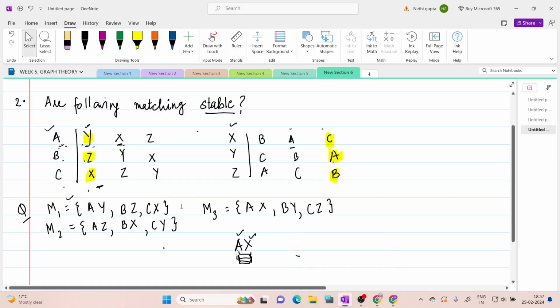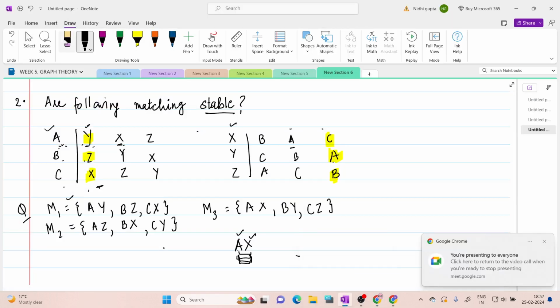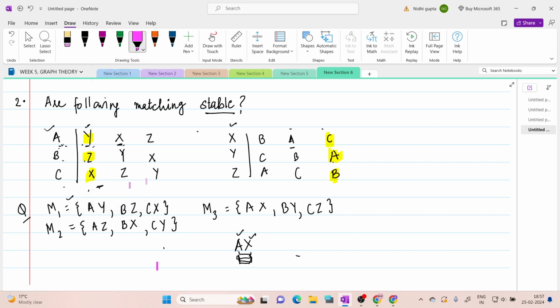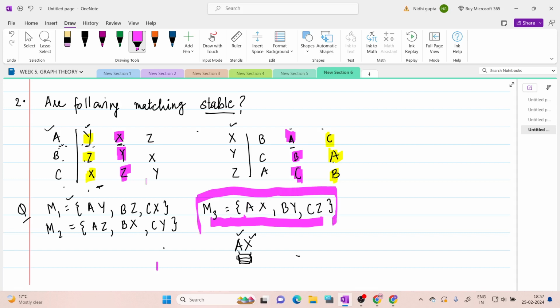Yes. So now what about M2? Let's see what M2 looks like. M2 looks like AX. Suppose they are getting their second preferences. Sorry, first I did M3. So now X is getting A. What about this purple matching? Is M3 a stable matching?